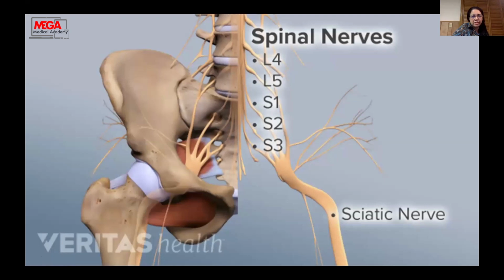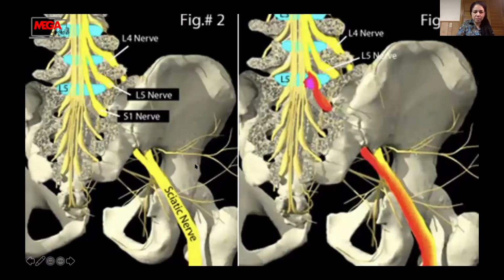The sciatic nerve is a very important nerve, one of the biggest nerves in the body, and it supplies most of the lower extremity, especially the posterior part. So the sciatic nerve is a big nerve, takes from L4 down to S3, and goes anteriorly as the lumbosacral trunk, and then goes through the sciatic notch, and then goes over the ischial tuberosity.